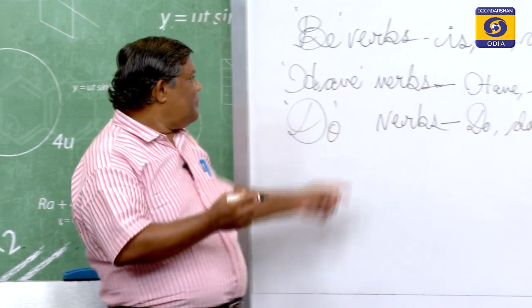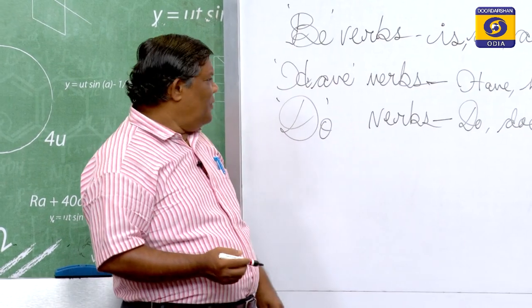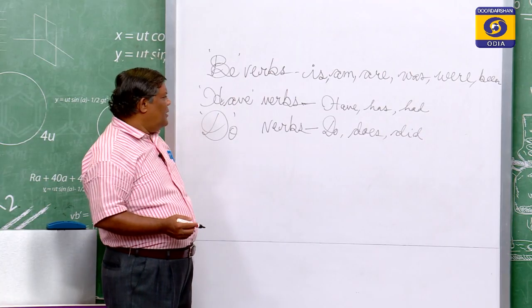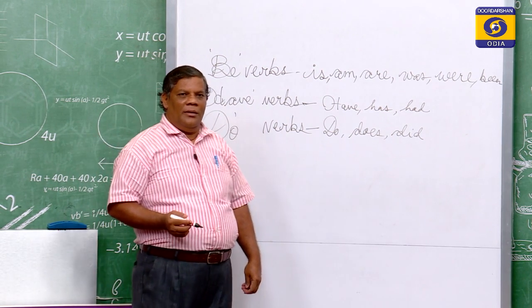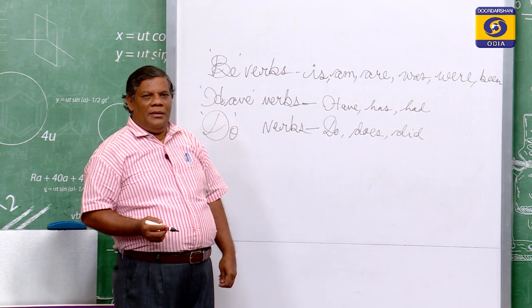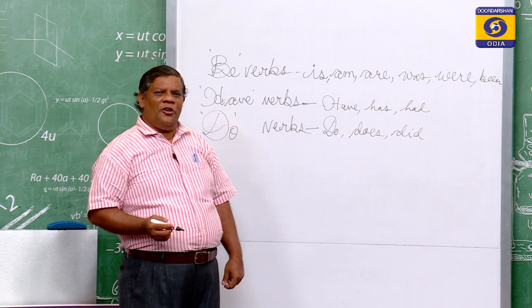So, these are the be verbs, and now have verbs. Have: I have a house, main verb. I have taken a lot of pains.